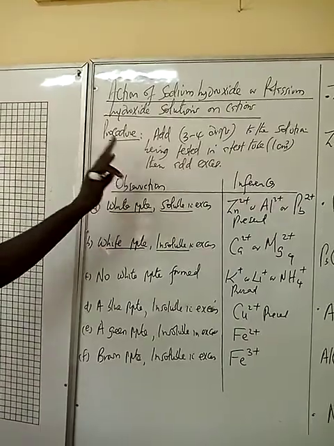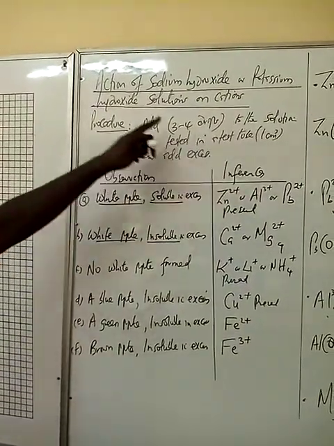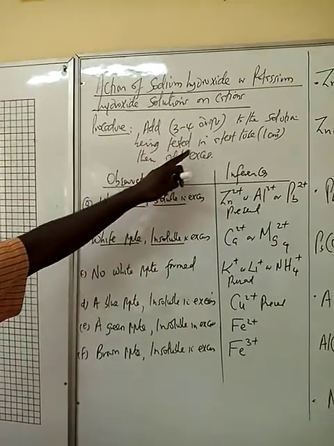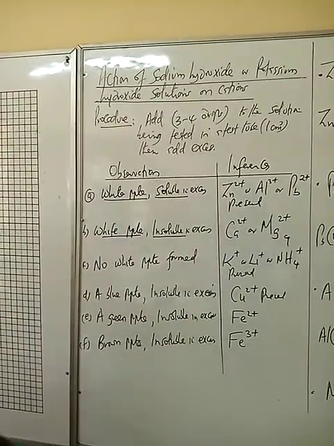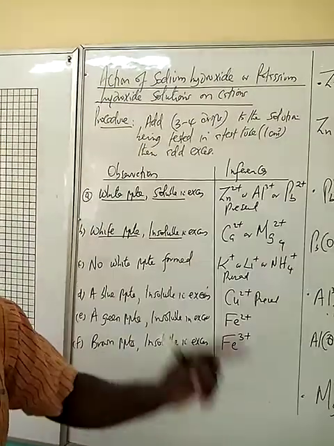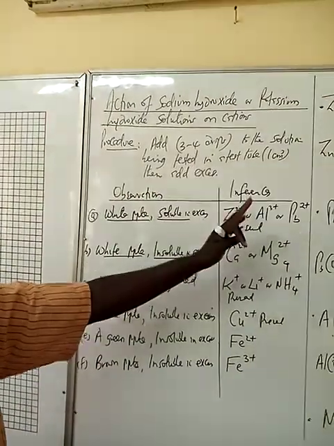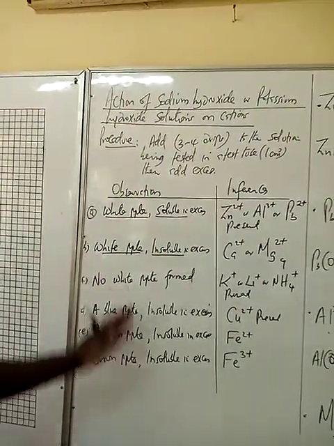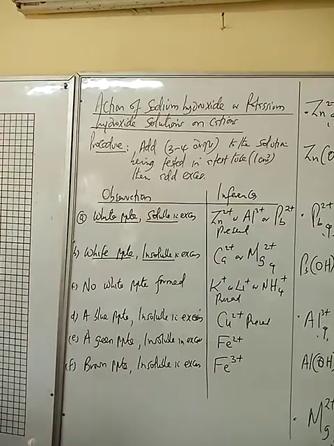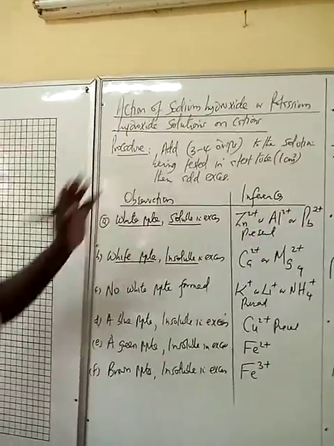So the procedure will be given. You add 3 to 4 drops of sodium hydroxide to the solution being tested. You observe any change, then you add excess and also observe any change. Then you write the observation and the inference, that is the possible ion. So these are samples of the observation which will be gotten from a procedure like this.